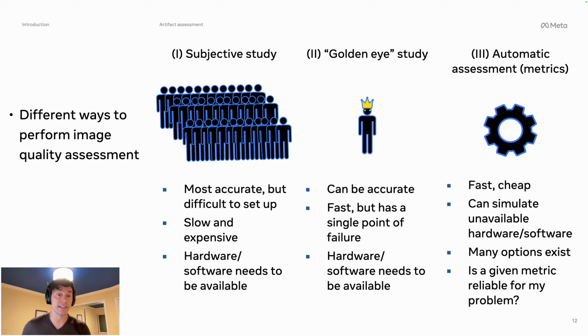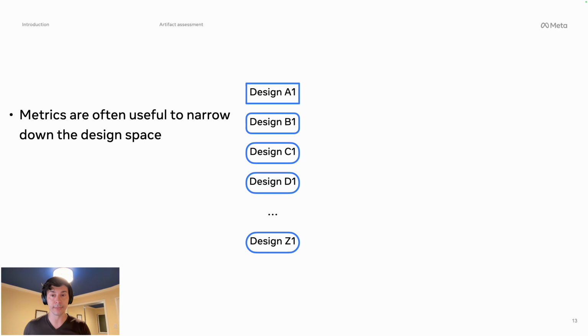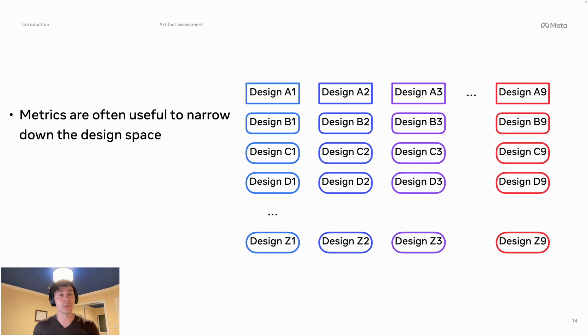But the question here is, whichever metric I'm using, is it reliable for my problem? Is it actually going to predict what the golden eye or the subjective study would have told me if I had had the chance to run those? Now, there's one more thing about metrics that is really useful, which is even if they're not perfectly reliable, they're still great because they can at least help you narrow down your design space. So imagine I have some sort of design space, like maybe it's a display and I have different options for that display, different components or whatever it is. And I need to analyze them.